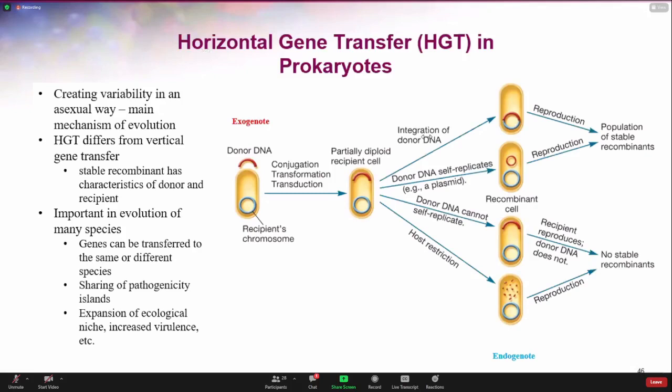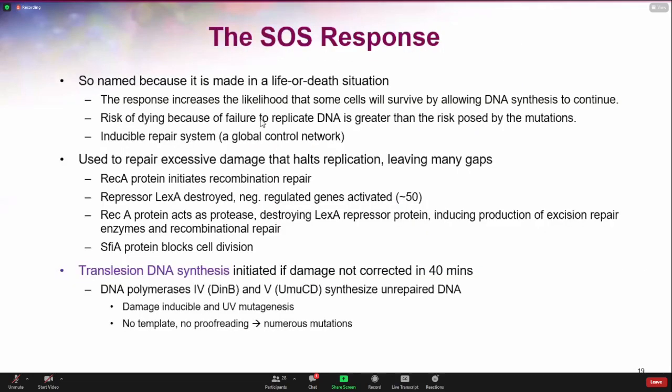The cell doesn't want to have an SOS response unless it's needed, unless it's in a life or death situation, okay? So if the cell has had so many mutations, a lot of damage to the DNA, then how does it ensure its survival? That is what the SOS response really is. So it doesn't want it. This is why it has the LexA repressor that's preventing all of these proteins from being expressed unless absolutely necessary.